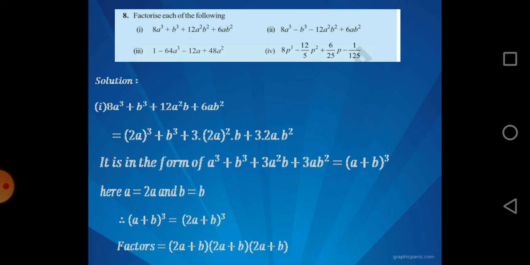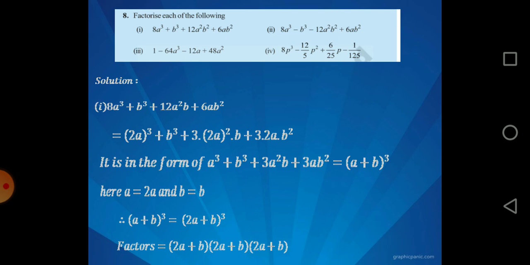That is 3 into 2a into b square is 6ab square. Yes, that term is also there in the question. So, we have come to an understanding that the question is in the form of a cube plus b cube plus 3a square b plus 3ab square, which is nothing but a plus b whole cube.